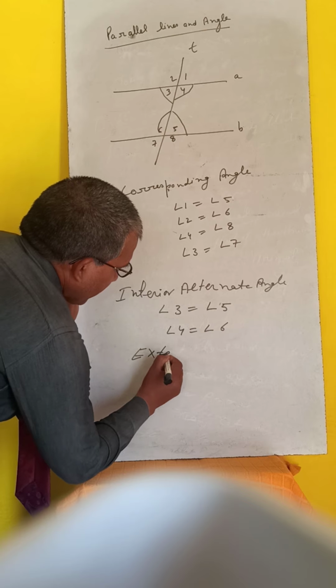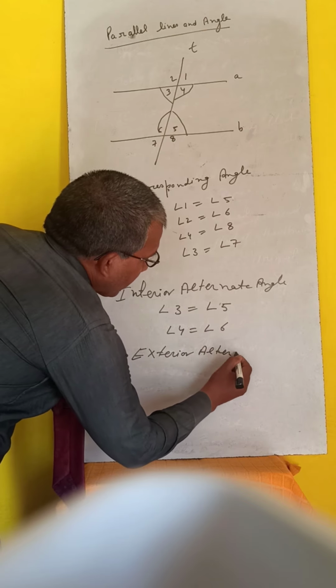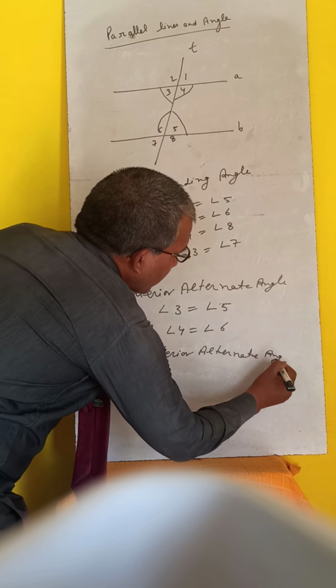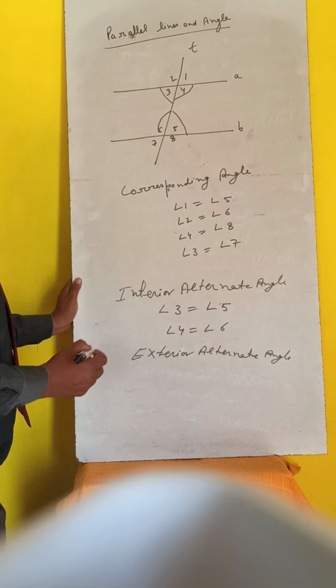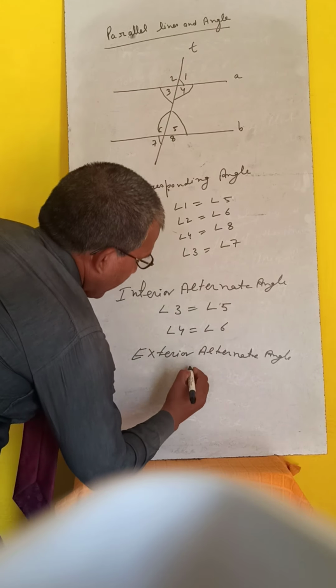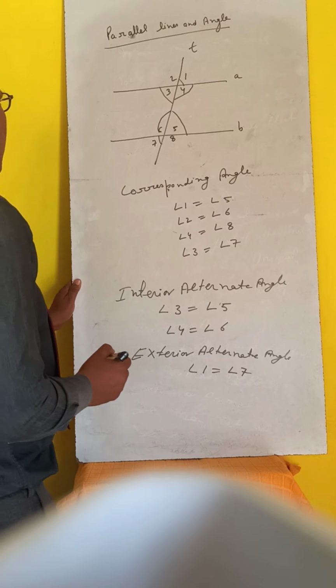Now next, exterior alternate angles. Angle 1 is equal to angle 7.